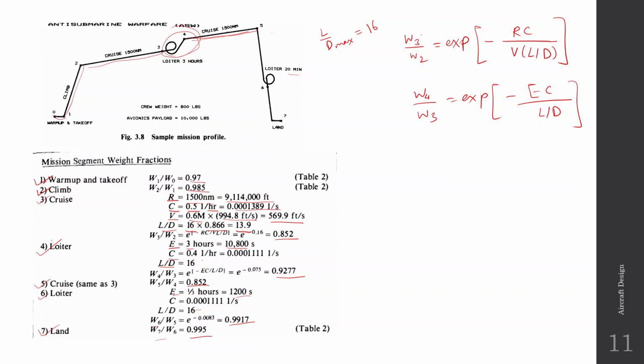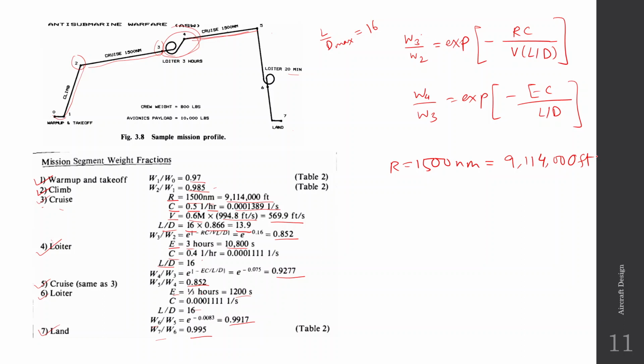So for warm up and takeoff and for climb, we take these two values from the table. Then we come to the third phase, which is the cruise phase. The cruise phase goes from 2 to 3. Here the distance is given as 1500 nautical miles, and this value comes out to 911,400 feet.